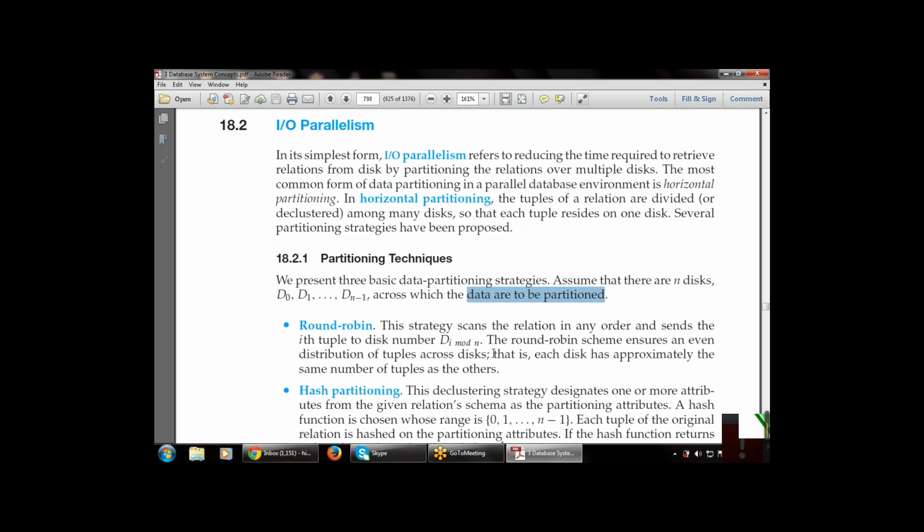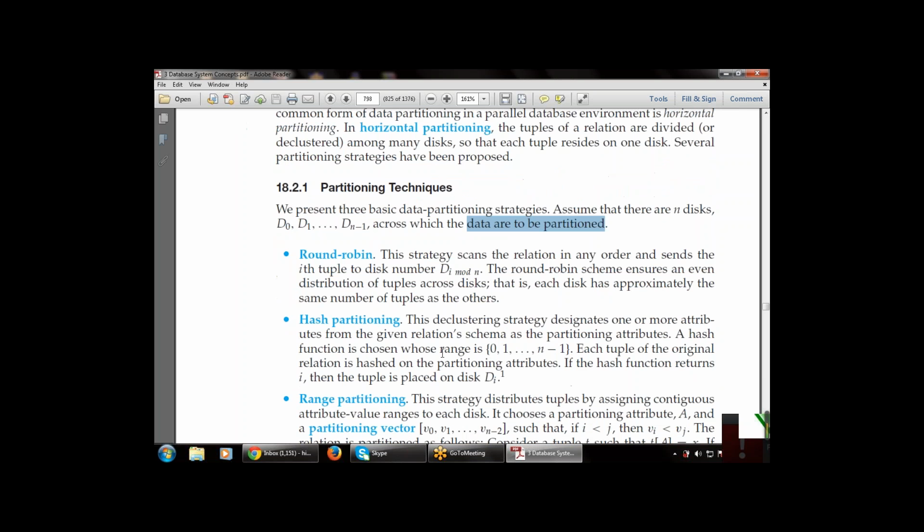Then the next partitioning technique is the hash partitioning. Based on the partitioning attribute of the given relation, a hash function is chosen whose range is 0, 1, up to n minus 1, and each tuple of the original relation is hashed on the partitioning attribute.